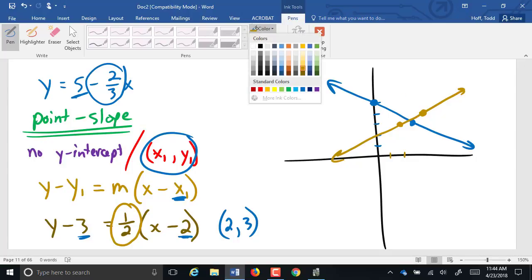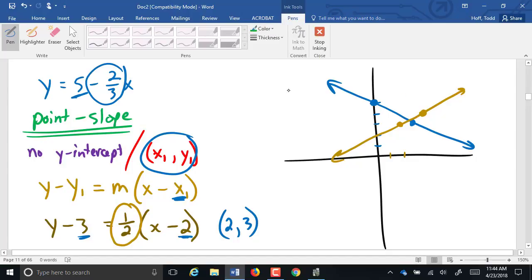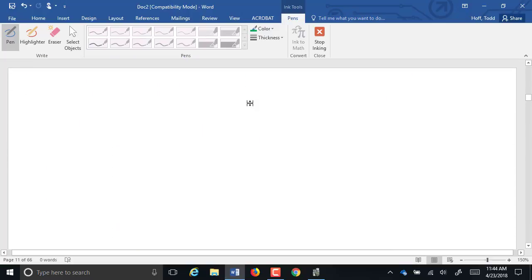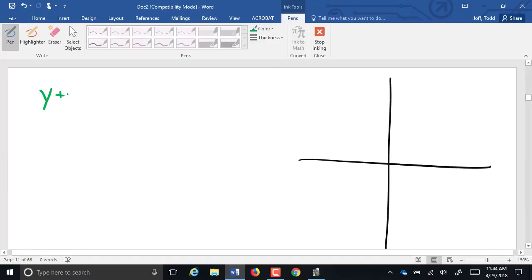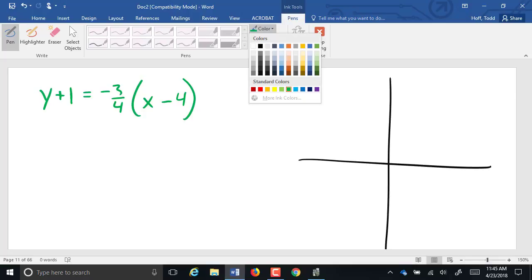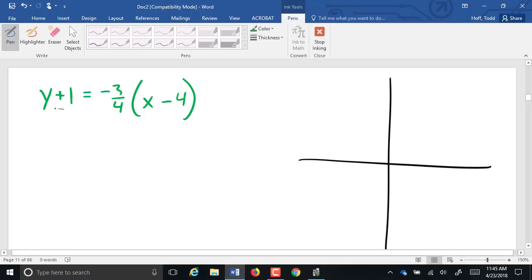So let's look at least one more example of that. Let's just scroll down and get a new graph here. Let's say I have y plus 1 equals negative 3/4 x minus 4. Little trickier here because this is a plus. And remember, the form of the equation is y minus.